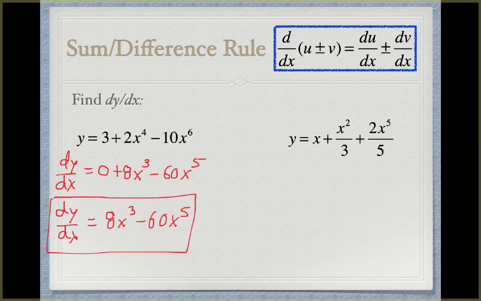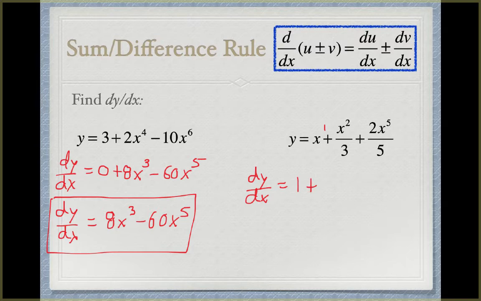The next one we have is x plus x squared over 3 plus 2x to the 5th over 5. We take the derivative of each piece separately as we go across. So dy dx, derivative of x to the first power is 1. And we subtract, we get x to the 0, which just also goes to 1, so we have 1.